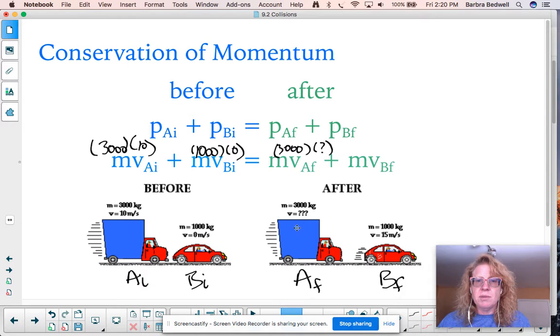That's the question this one's asking for. What's the final velocity of the truck? And then for the car, it's 1,000. And now it is moving forward at 15 meters per second. It's kind of yeeting out of there. So what do we got?